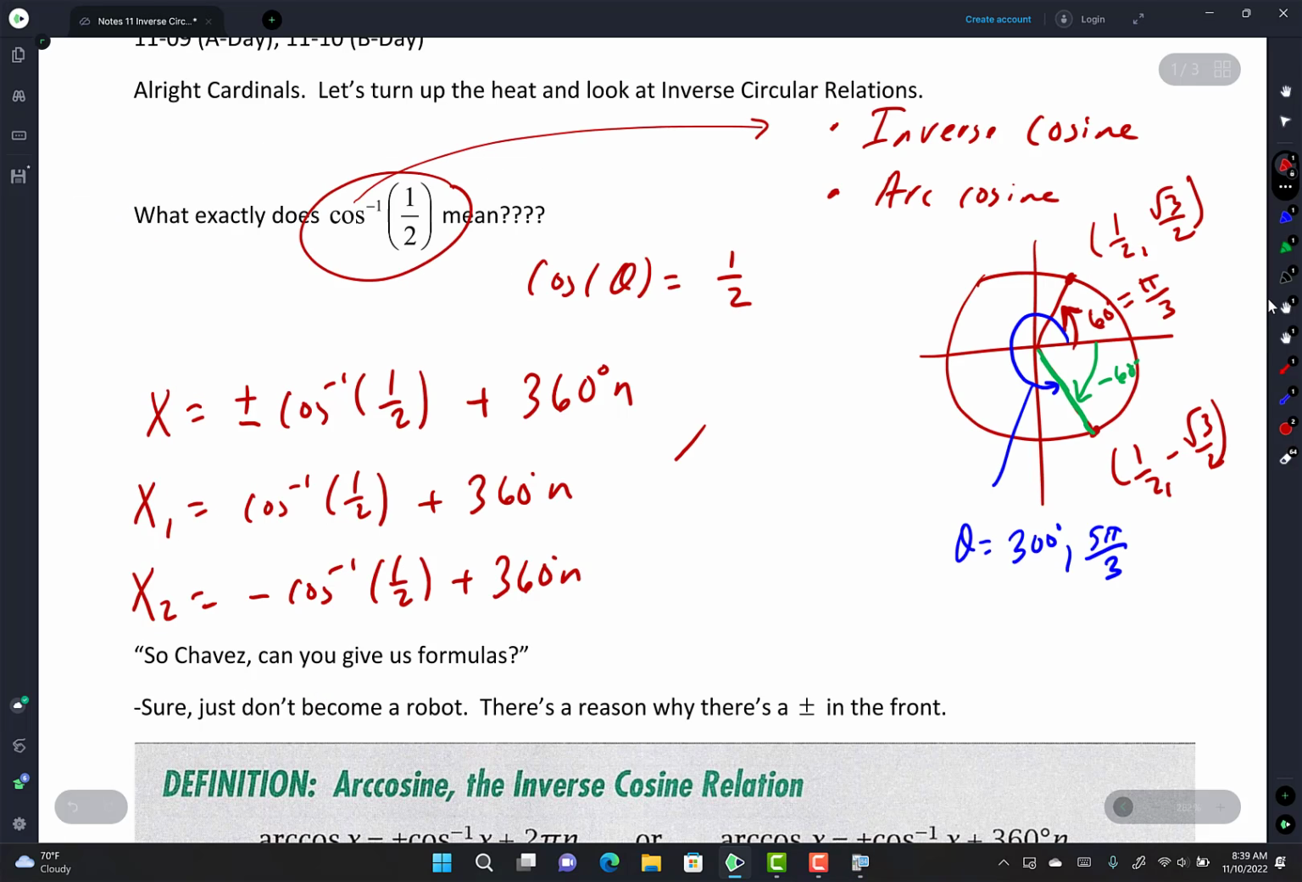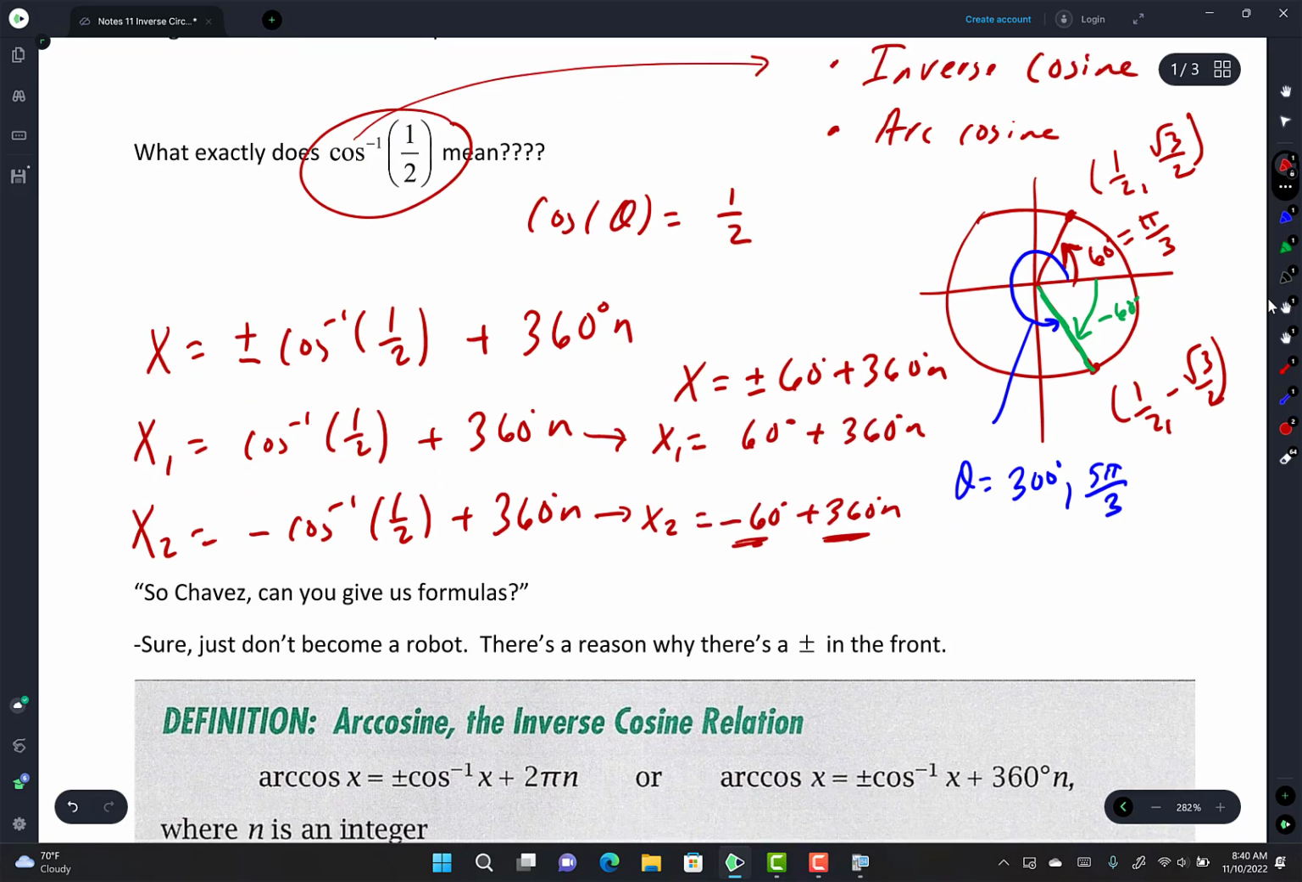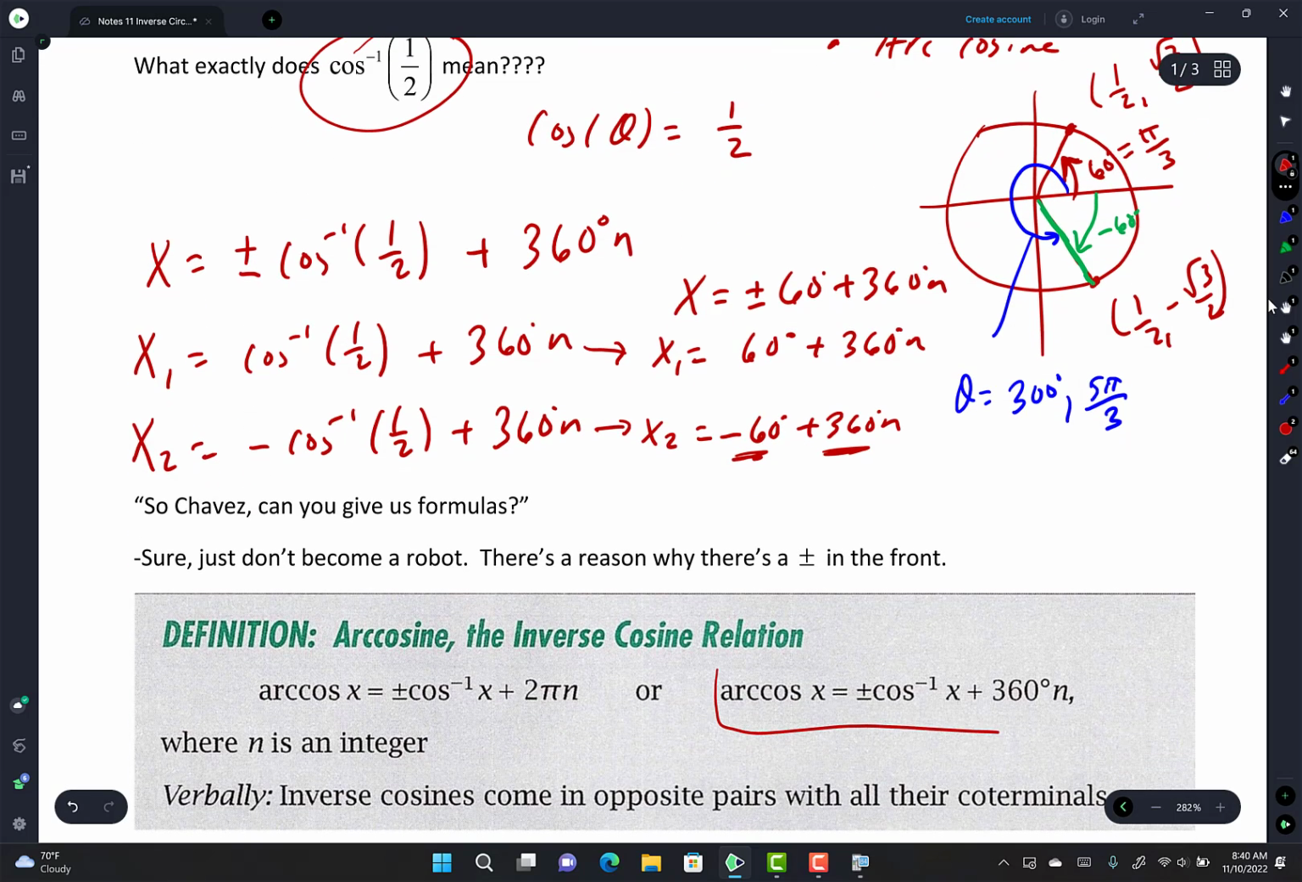I would write x equals plus minus 60 degrees plus 360n. And then x1 is just going to be x equals the 60 degrees plus 360n. And then x2 would be the negative 60 plus 360n. And check it out. Negative 60 plus 360 will in fact be 300. 300, sorry if I didn't say it properly. Does that make sense to you guys? All right, now I don't want you guys to be robots, but here is that definition that we just said.